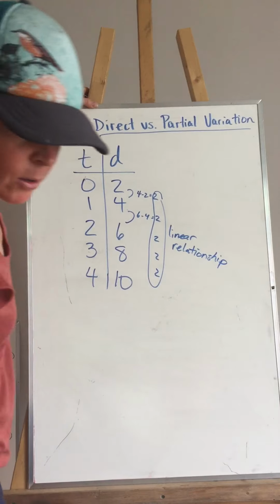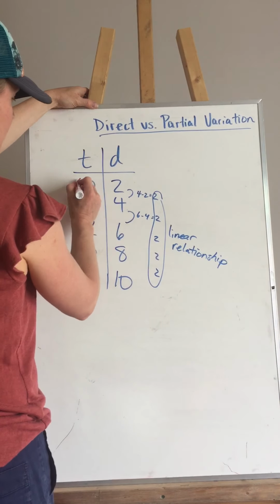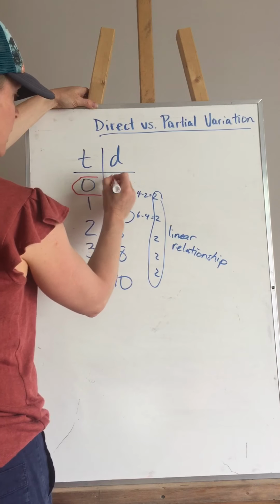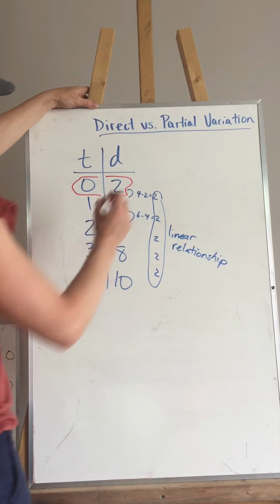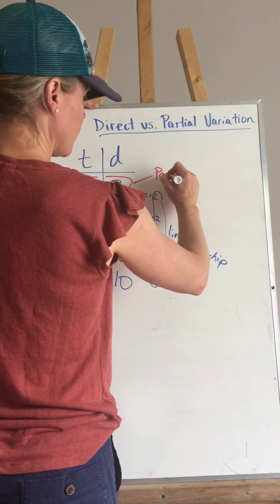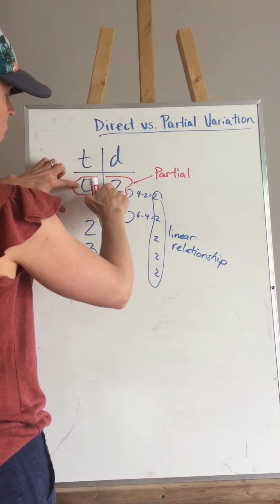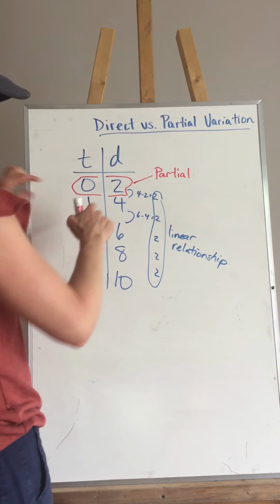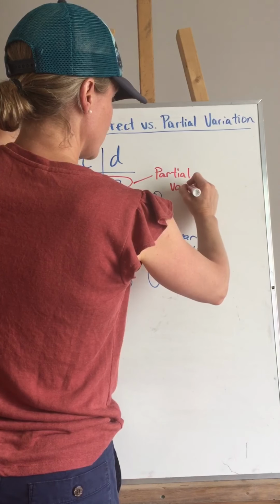Okay, but now what we are talking about is whether this is partial or direct. At time 0, my distance is 2. Since it's not 0, this is partial variation. Okay, 0, 0 would be direct variation. 0, anything else is partial variation.